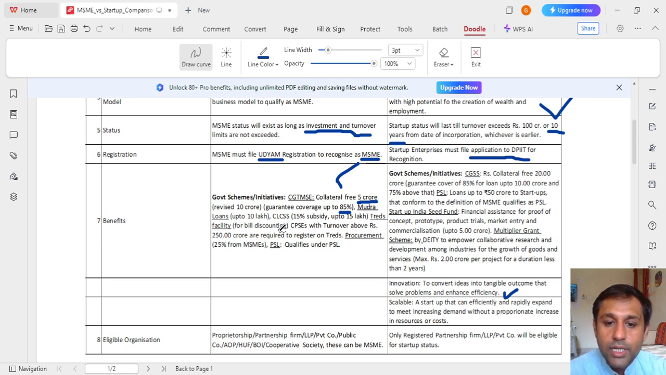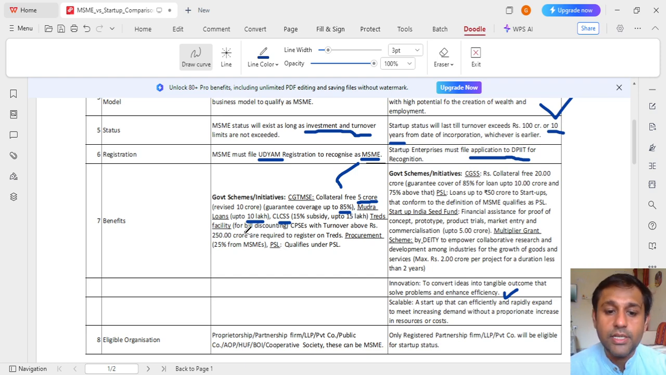Then Mudra loans are there up to 10 lakh, under Shishu, Kishore, Tarun, so the maximum is 10 lakh per MSME. Whereas under the credit linked capital subsidy, where some plant and machinery or some asset creation is going to happen, a 15% subsidy or rupees 15 lakh, whichever is lower, will be provided.